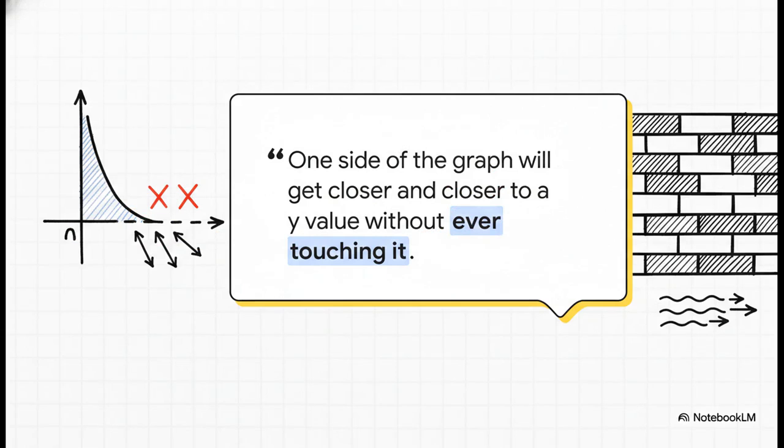So this is the key takeaway right here. That line that the graph is cozying up to is the horizontal asymptote. It's like a boundary for the function's range, telling us, hey, the outputs will get really close to this value, but they will never actually land on it.